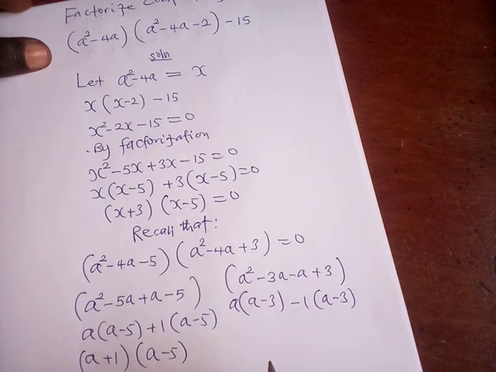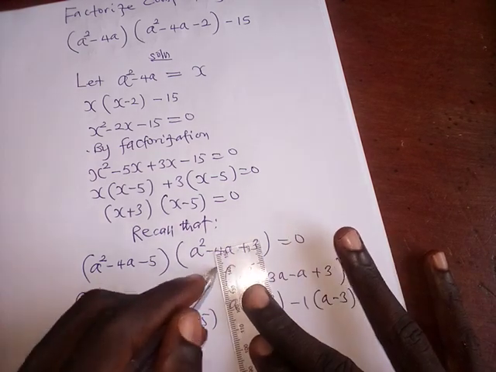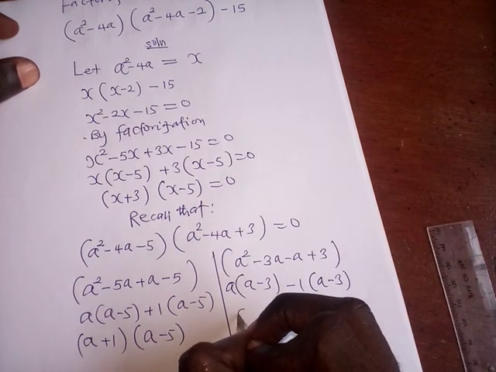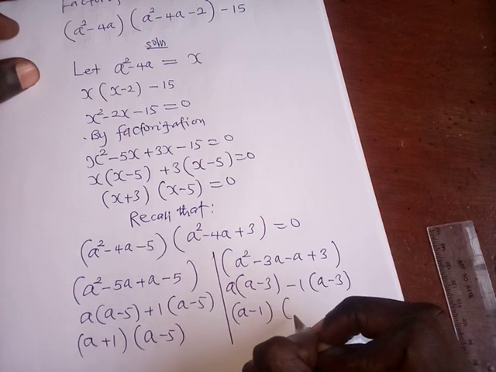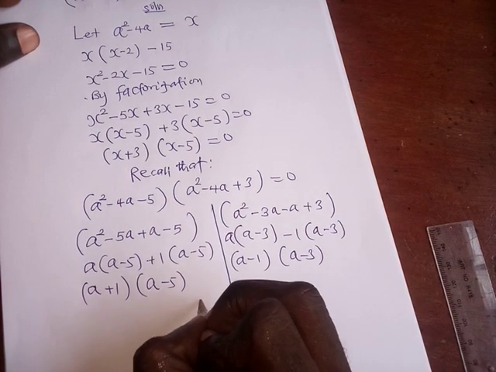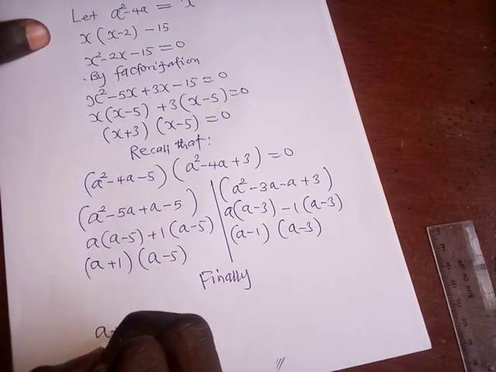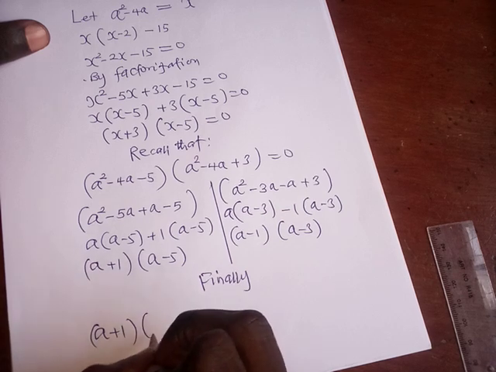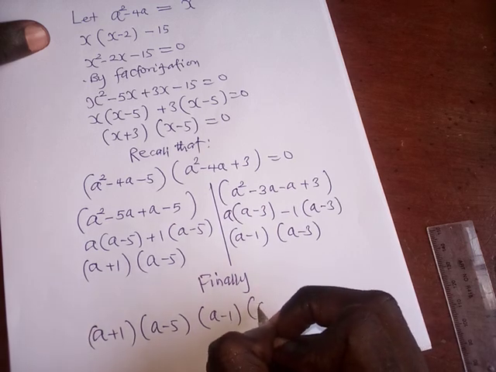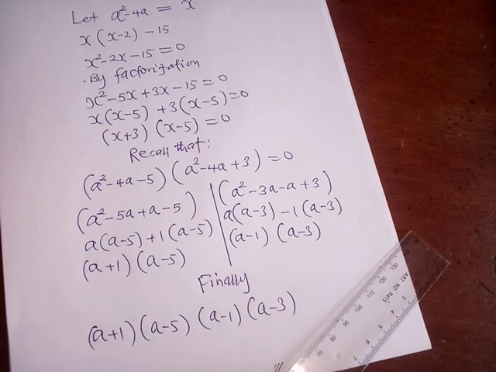Therefore, from this point, let me just separate it. Now from this, we have a − 1 into a − 3. Okay? Therefore, we can say finally, we have (a + 1)(a − 5)(a − 1)(a − 3) as required. So this is what we are asked to do in respect to the problem that we are given.